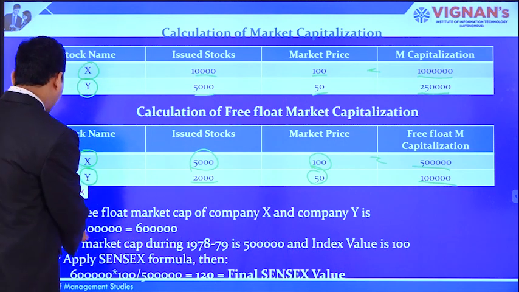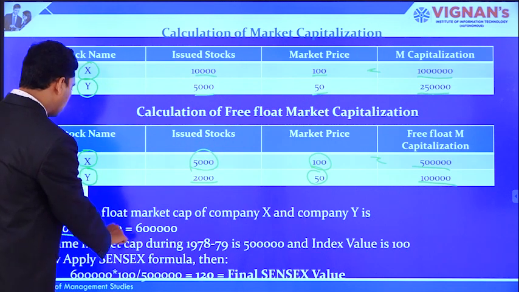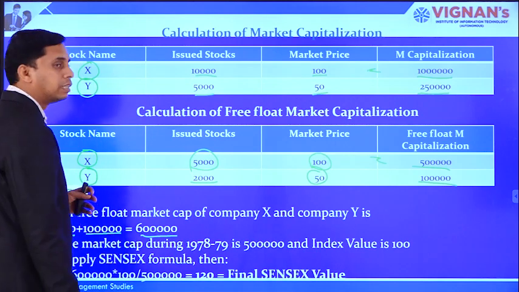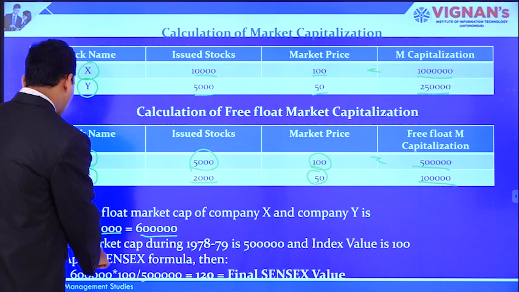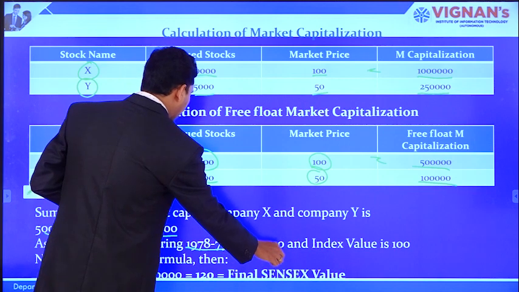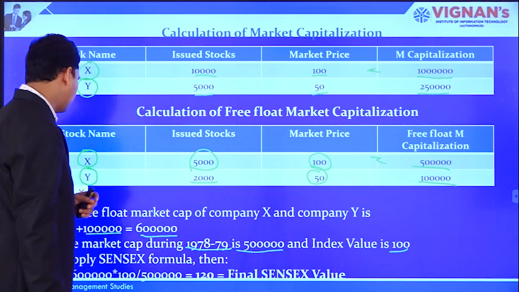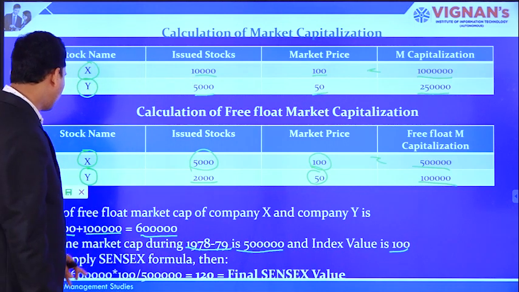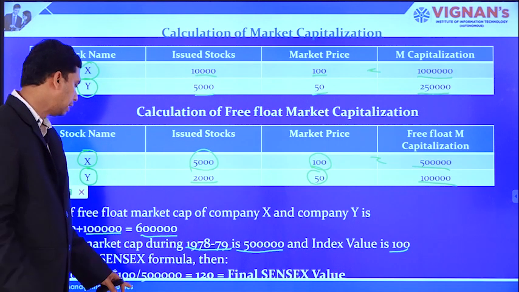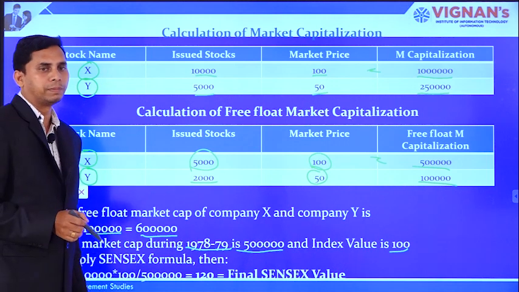So, that is why the X free float capitalization is 5 lakhs and Y free float capitalization is 1 lakh. Finally, 6 lakhs is the free float market capitalization for this portfolio. And assume that the market capitalization in 1978-79 is 5 lakhs and index value is 100. So, finally, Sensex value is nothing but the free float market capitalization multiplied by the index value during 1978-79, divided by the market capitalization during that particular year.